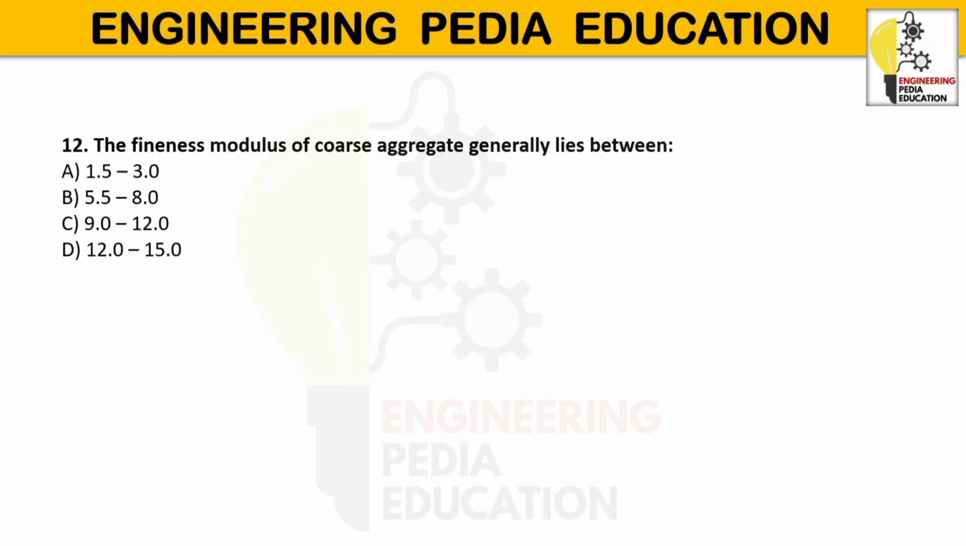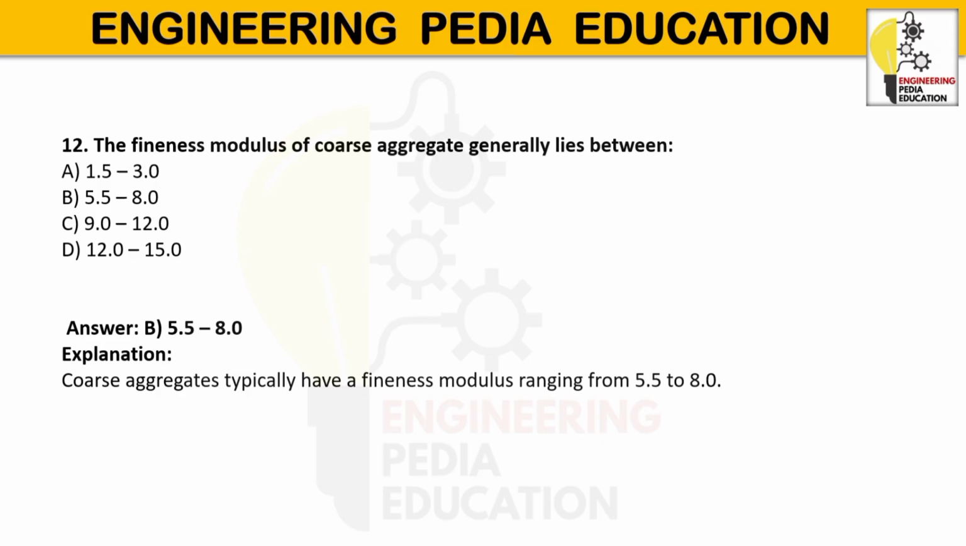Fineness modulus of coarse aggregate generally lies between 1.5 to 3, 5.5 to 8, 9 to 12, 12 to 15. So the correct answer is 5.5 to 8. Coarse aggregate typically has fineness modulus ranging from 5.5 to 8. So the correct option is B, 5.5 to 8.